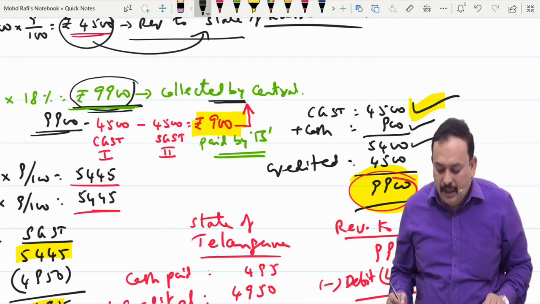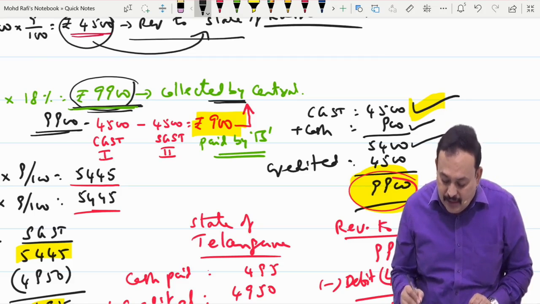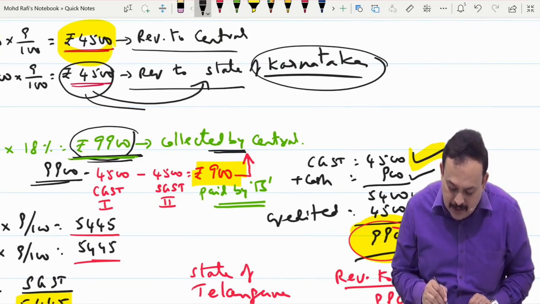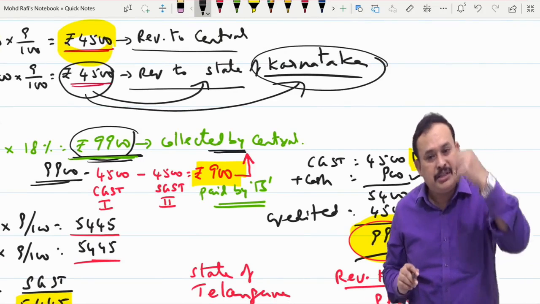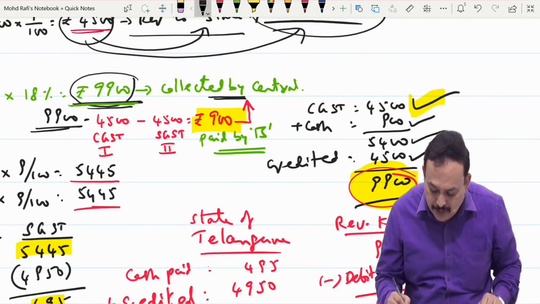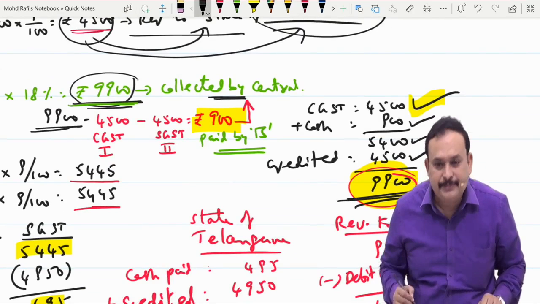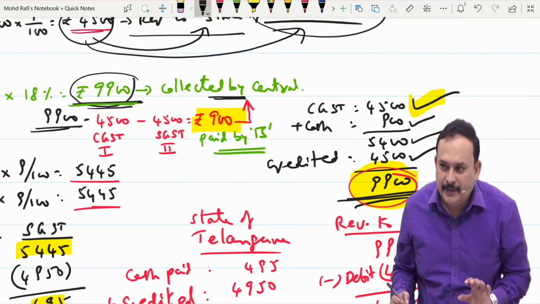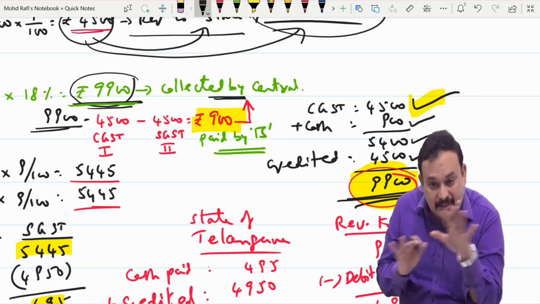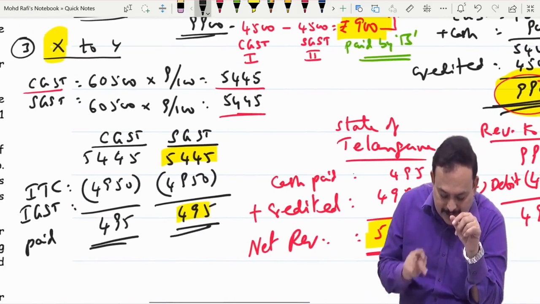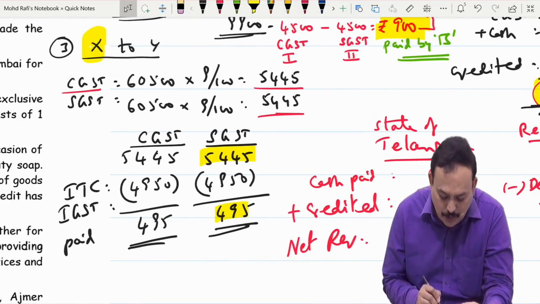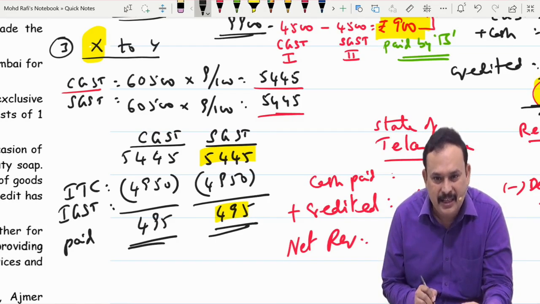5,400. At that time, whatever revenue was collected by the state of Karnataka, this 4,500 is debited to the state of Karnataka and credited to the central government 4,500. Thereby they got 9,900. Is it clear, sir? Now how much is there in the hands of the central government? 9,900, searching by CCA. Further, in that case, the actual revenue supposed to go to the central government is how much? 5,445. Is that clear?